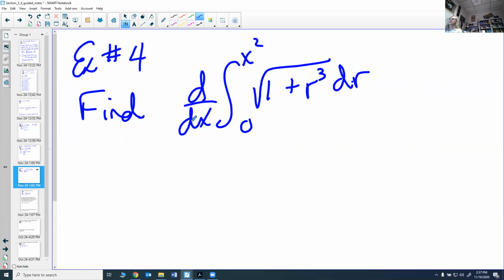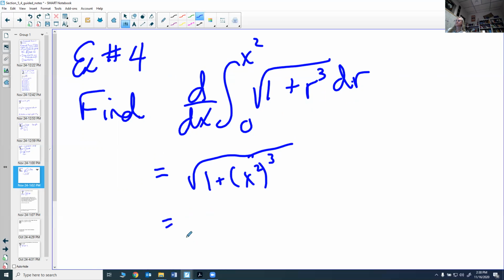I want to find this one again. I'm going to find this derivative. I'm going to find the derivative of the integral from 0 to x squared of the square root of 1 plus t cubed dt. This is the derivative with respect to x of the integral from 0 to x squared of the square root of 1 plus t cubed dt. And again, the derivative of the integral is the thing inside, the square root of 1 plus t cubed, and we plug in the x squared, the upper limit. So it's going to be the square root of 1 plus x to the 6th, because you remember we multiplied these.